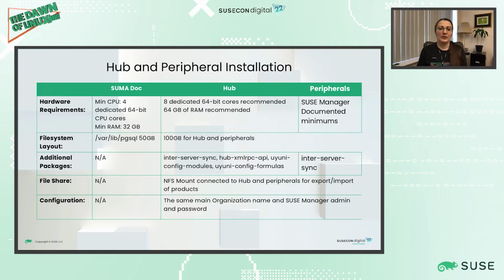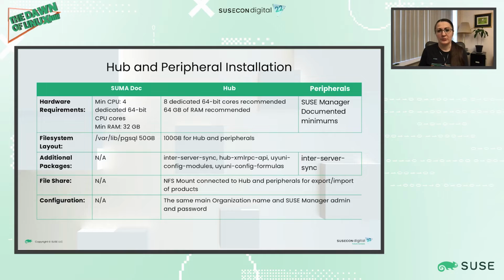There are some hub and peripheral installation considerations for the hardware, some minimum requirements that may differ from the SUSE Manager documentation. Specifically for hardware, the minimum requirement for CPUs is 4, and for RAM is 32 gigs. We would recommend for the hub 8 dedicated 64-bit cores and 64 gigs of RAM because we're going to be exporting and importing data. And the export is, of course, going to use more resources.